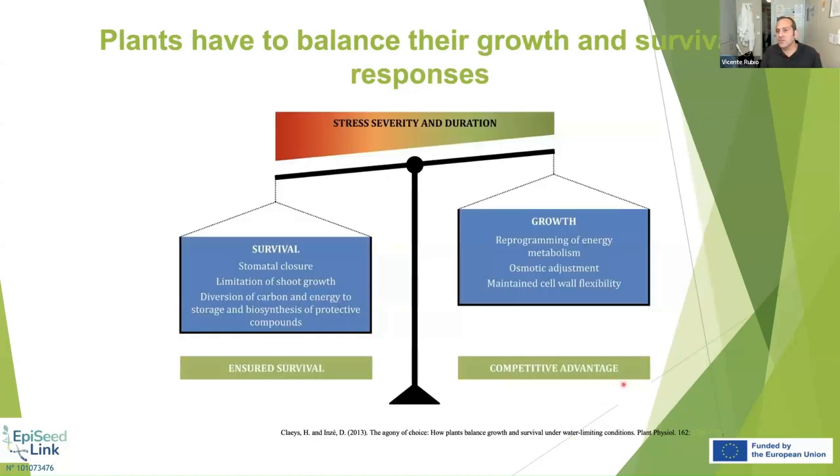So in the case of plants, there must be a balance between the survival of the plants under drought stress conditions and the growth. And it will depend on the severity and the duration of the drought, of the water deprivation. So under very, very severe drought conditions, the stomata go into closure to avoid losing water. The shoot growth is going to be limited, and the carbon and energy resources are going to be moved to biosynthesis of protective compounds. However, under suboptimal conditions, so that they are not going to affect the real survival of the plant, there is a reprogramming of the metabolism, osmotic adjustments, and also maintenance of the cell wall flexibility, so that the plant keeps being competitive and can complete the life cycle.